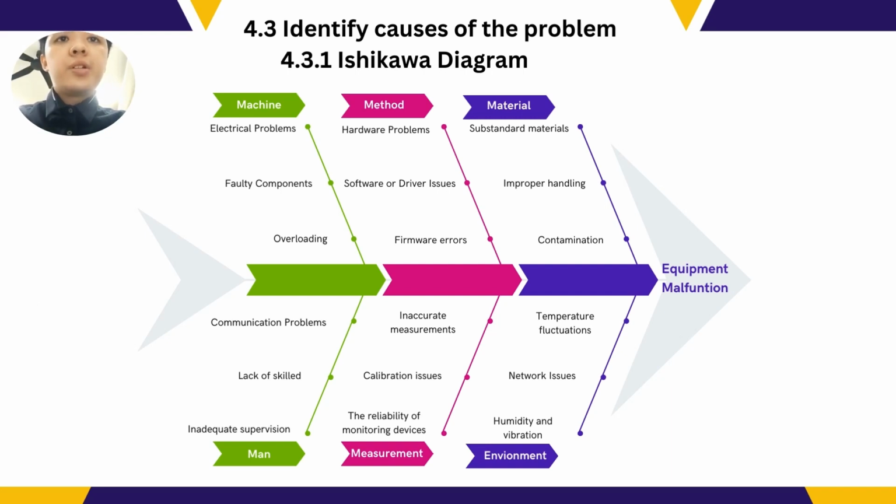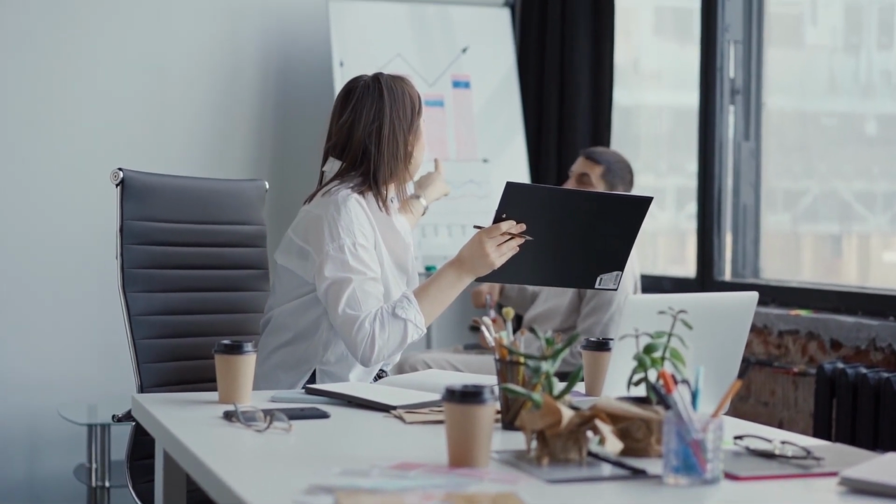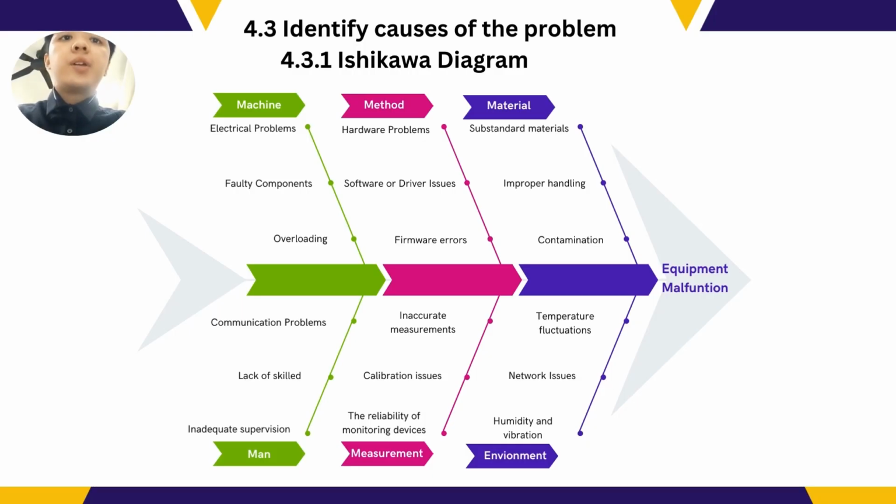In the measurement category, incorrect measurement leads to incorrect data analysis, calibration issues cause measurement mistakes, and sensor malfunction impacts equipment control. Lastly, the environment category. Temperature fluctuation, out-of-range mechanical and electrical tolerance, network issues that disrupt information flow, high humidity, and excessive vibration affect equipment reliability.